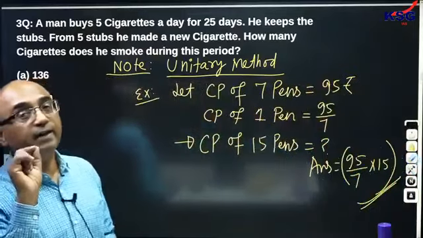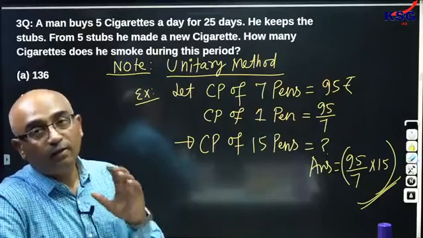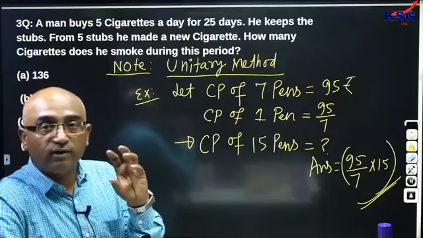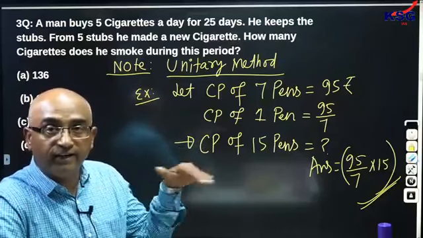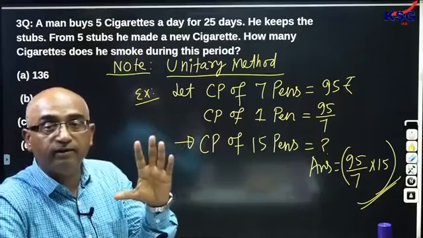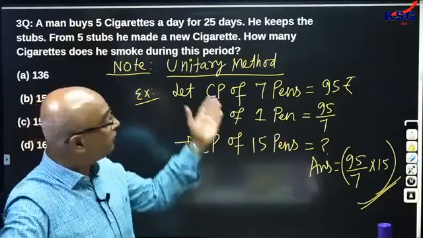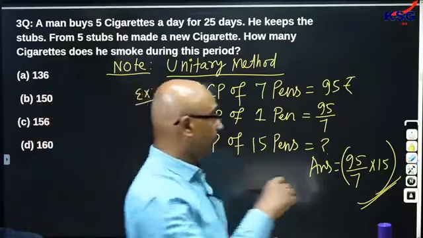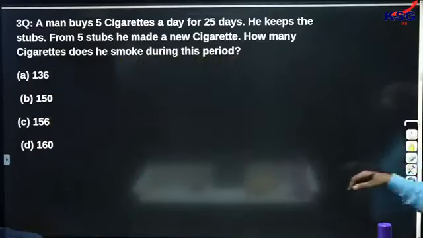This idea is known as the unitary method, one logical, common sense idea. If you are looking for a small answer, divide in the unitary method. If you are looking for a bigger number as an answer, multiply, because multiplication will give you the bigger number. So this simple idea is known as unitary. Good, very good student. Let's practice.